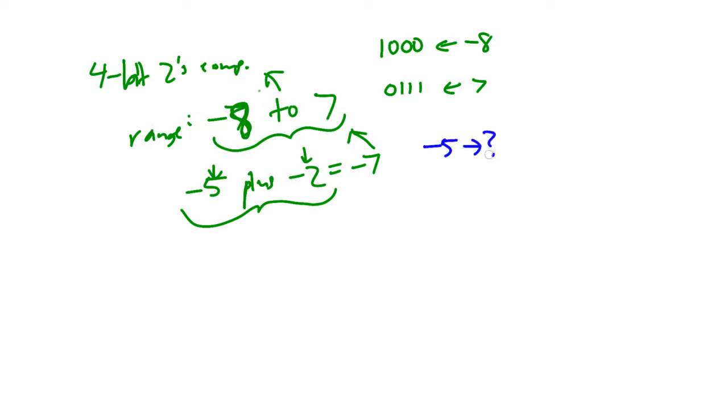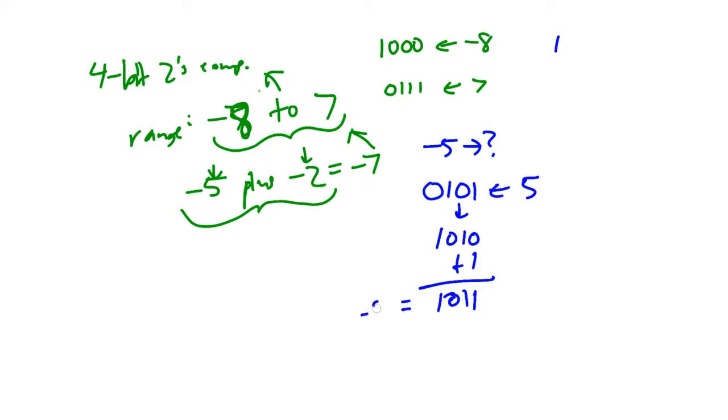-5, how do we represent that in 2's complement? Well, we know it's a negative number, so the leftmost bit is going to be a 1. But what are the other bits? We know it's the negative of +5. So let's write down +5. That right there is +5. Now, let's flip all the bits and add 1. Flip all the bits, add 1, we get 1011. And that is -5. Okay, great. So we got 1011.